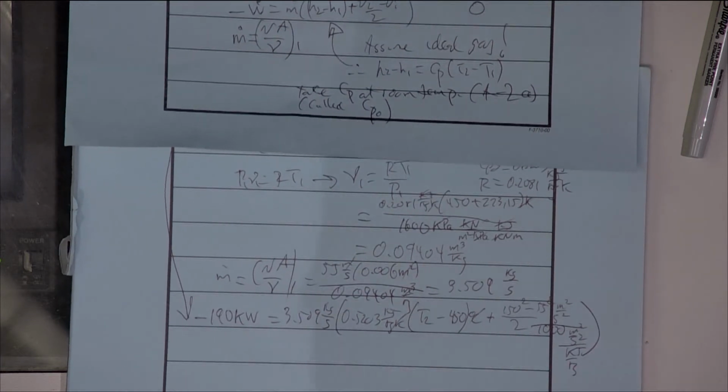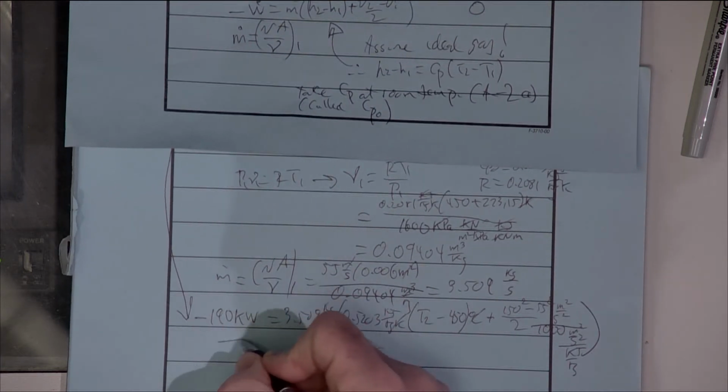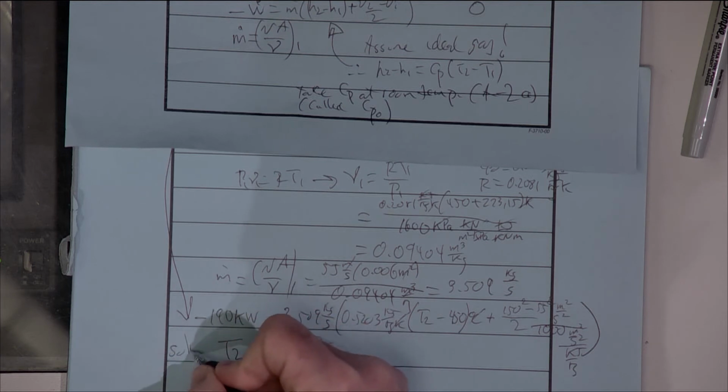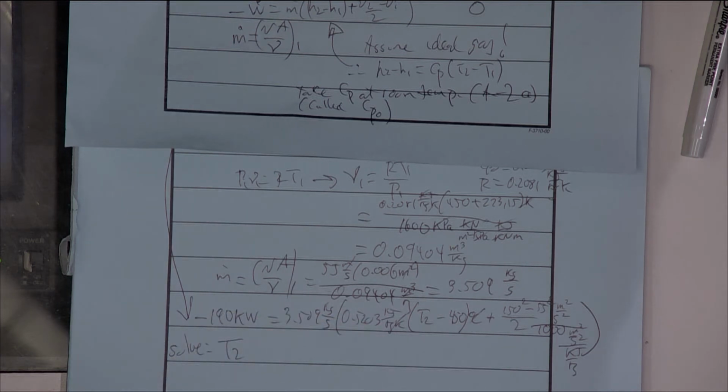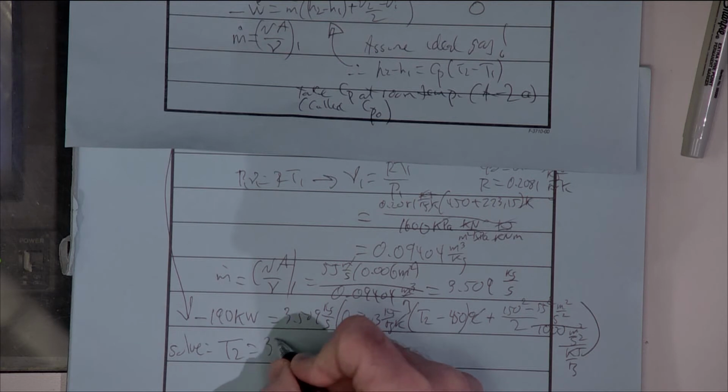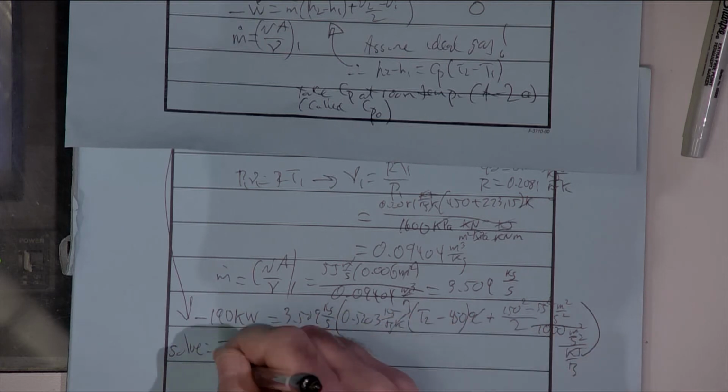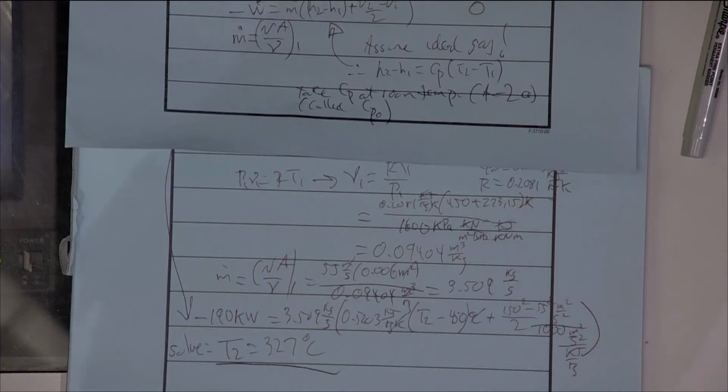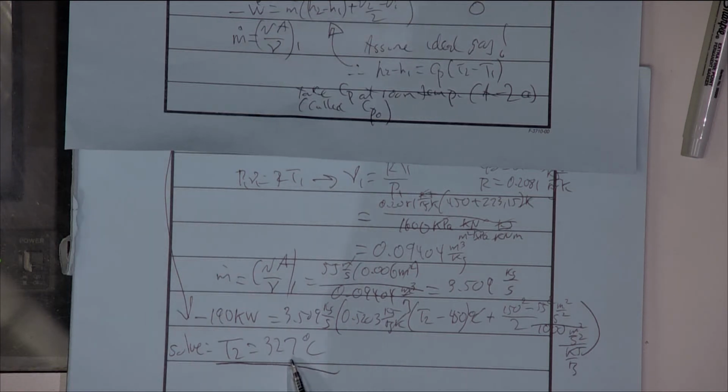So go through the mathematics. You only have a single unknown. You solve, and we end up with T2 of 327 degrees Celsius. Now, if you want to do it in Kelvin, that's fine. You'll end up with about 600 degrees Kelvin. Just add 273 to that. So it doesn't matter. Either way is fine.